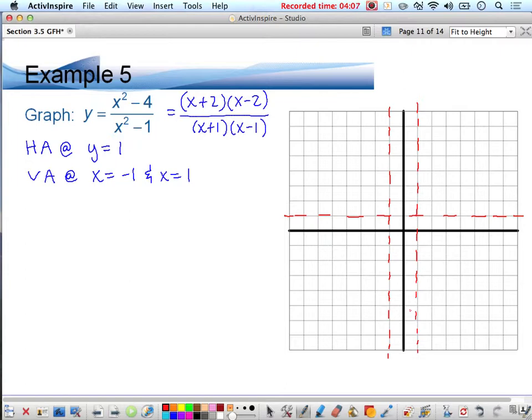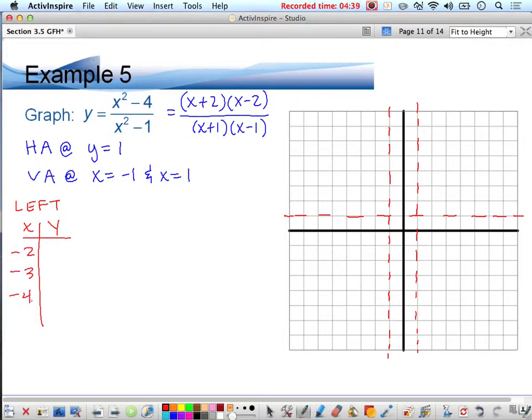To figure out what's happening, you need to make a table for each section. So we're going to make a table for the left section. We're talking about that left section over there. Let's make a table, and let's pick some points to the left of this vertical asymptote right here. Give me some numbers. -4. Okay, something close to the asymptote. How about -2, -3, -4? Is that okay? Yeah. Okay. -2, -3, -4.